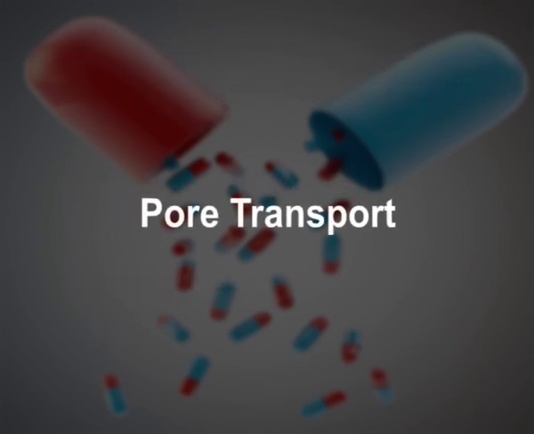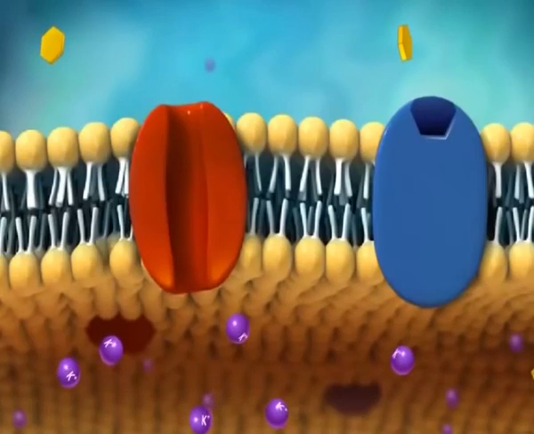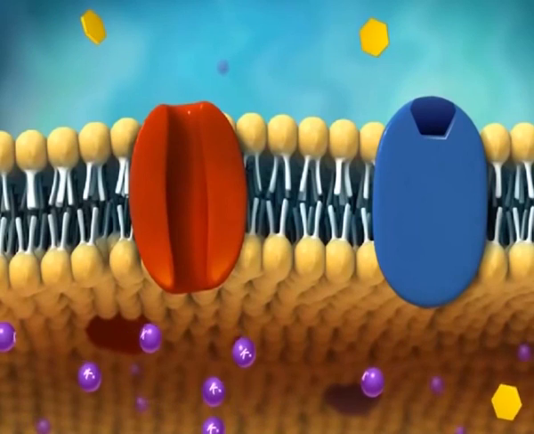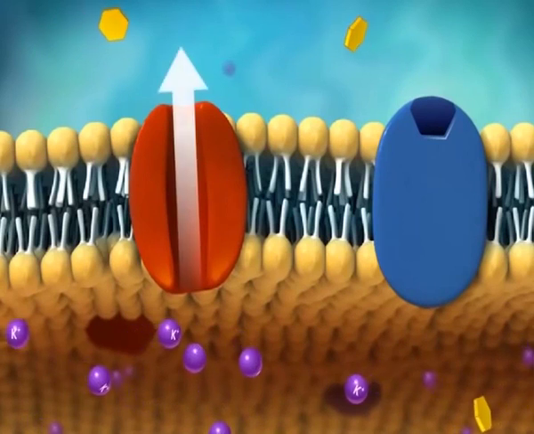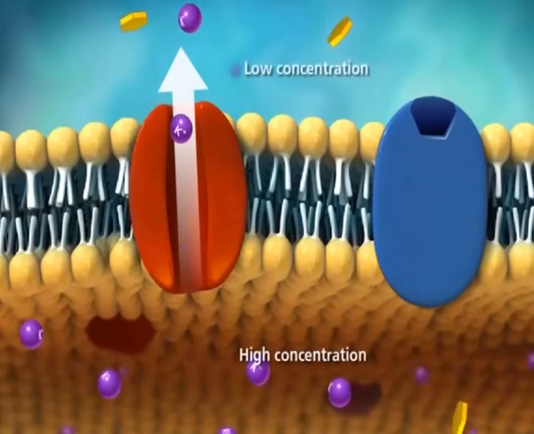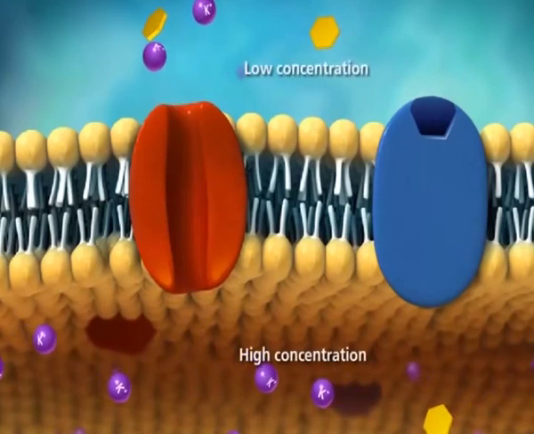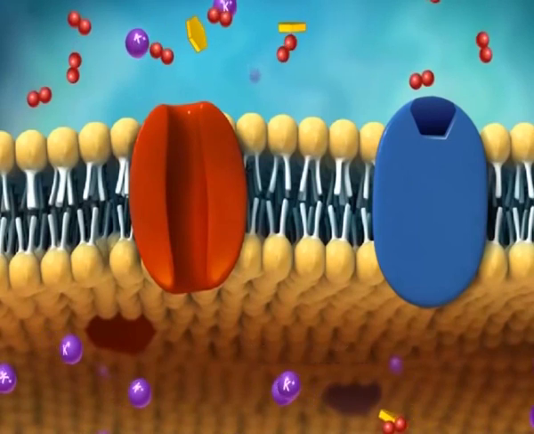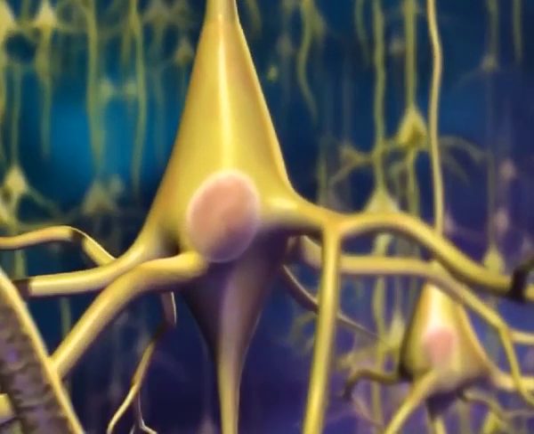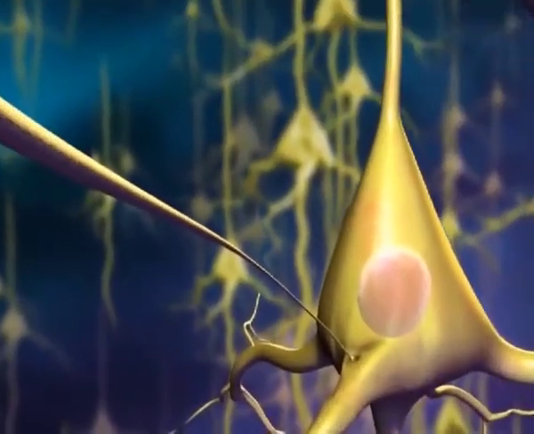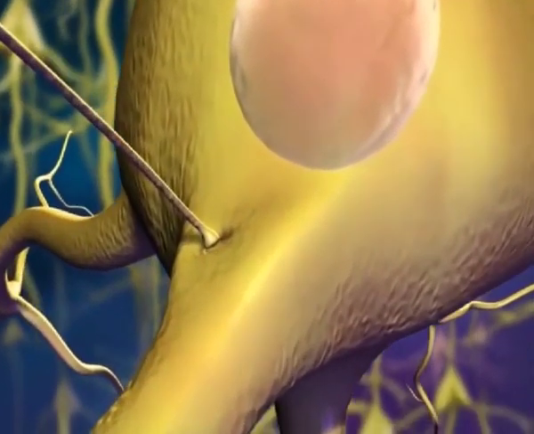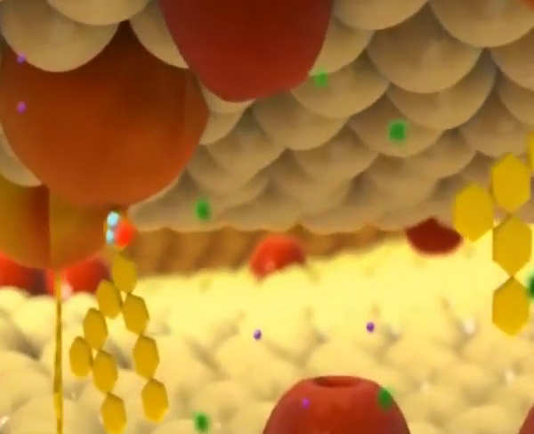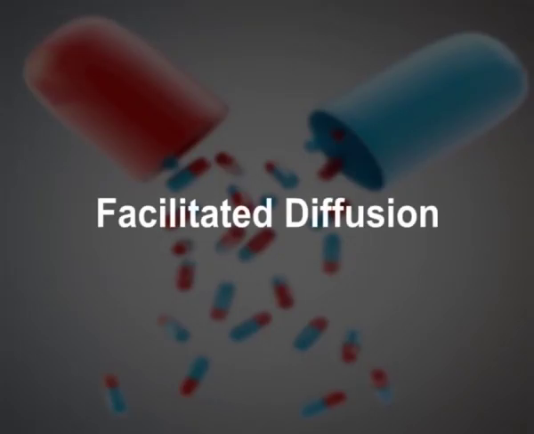Second transport system is pore transport. It involves the passage of ions through aqueous pores that have the pore size of 4 to 40 angstrom. Lower molecular weight molecules containing less than 100 Daltons molecular weight like urea, water, sugar are absorbed by this process. It is also important in renal excretion, removal of drug from cerebrospinal fluid, that is CSF, and entry of drugs into liver.